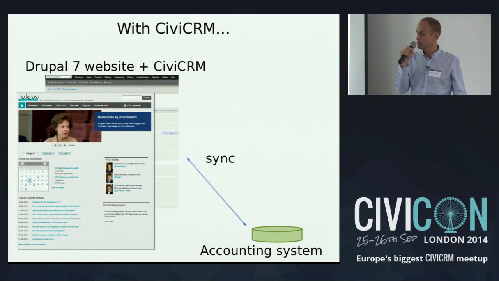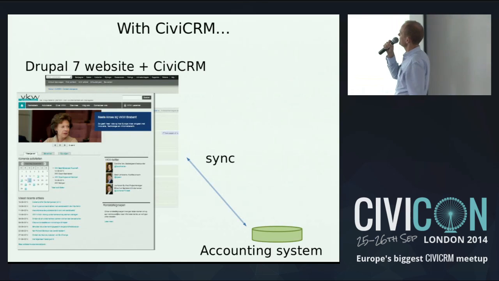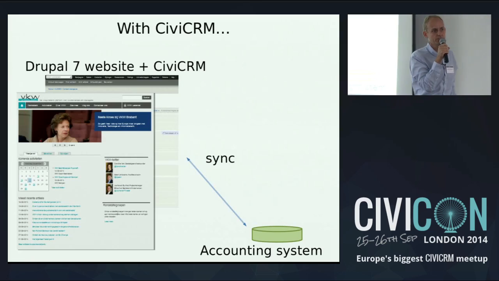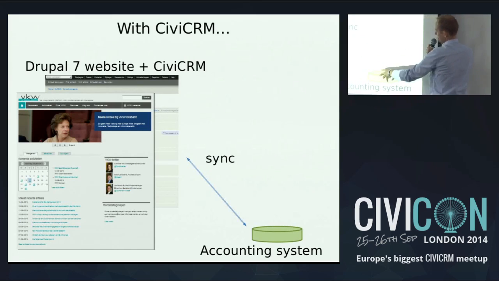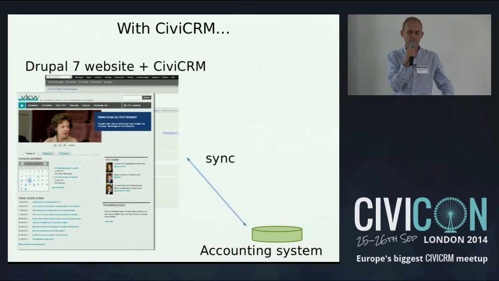What's the current situation after the migration? We still have our Drupal 7 website, but now our CiviCRM installation is integrated with it. And we now synchronize directly with our accounting system. So it's a much simpler architecture.